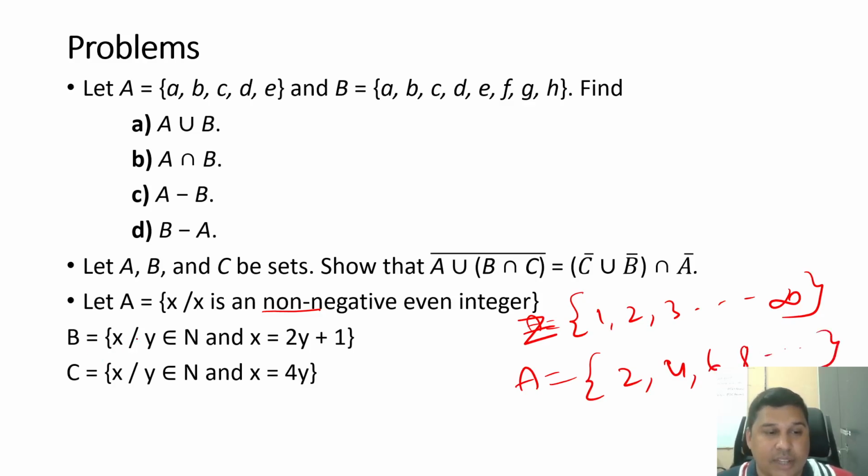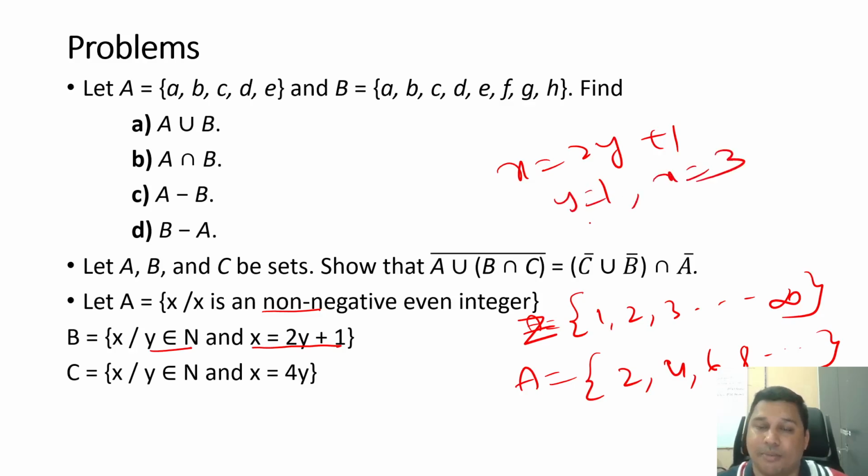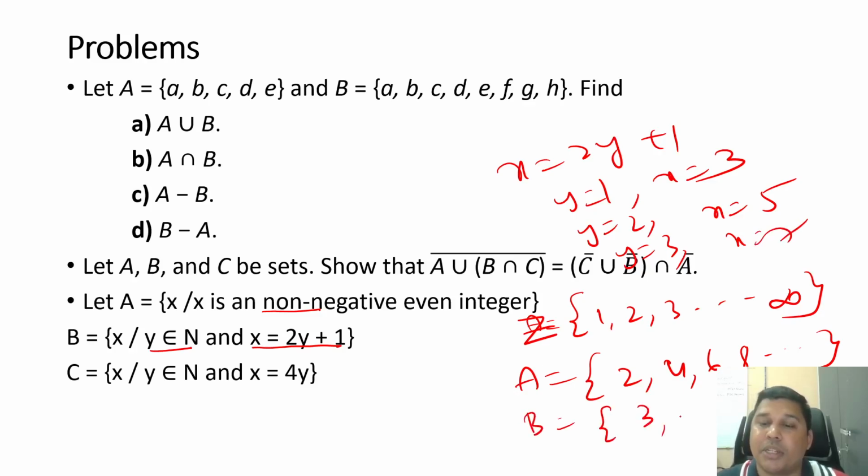Then B equal to x where y belongs to N and x equal to 2y plus 1. So y belongs to natural numbers, so I will have from 1. Put y as 1, x equal to 2y plus 1, x becomes 3. Then put y as 2, x becomes 5. Put y as 3, x becomes 7. So your B set is nothing but odd numbers starting from 3 and so on.